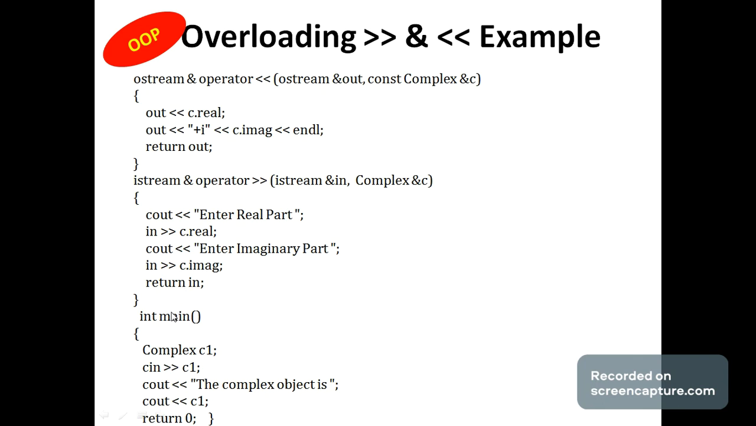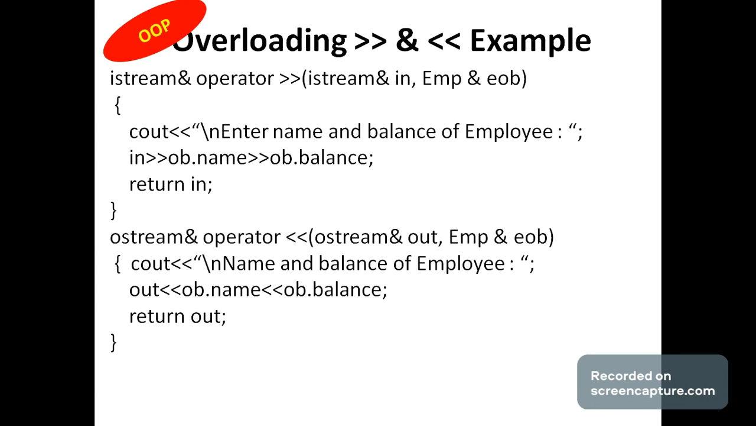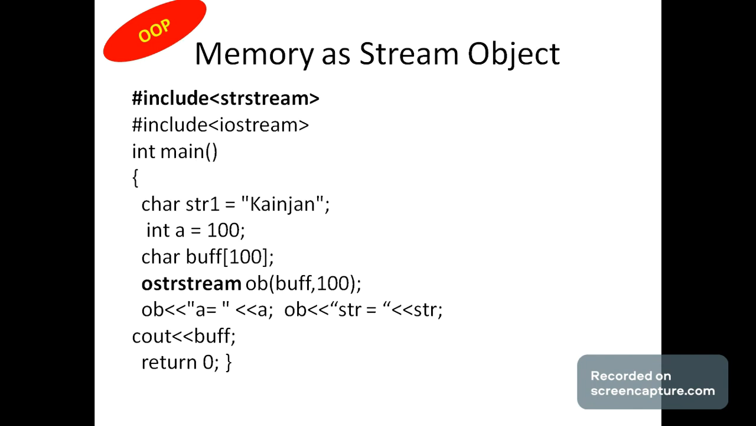And inside the main, just observe that while creating main you are creating a complex object. और देखो पहले हम लोग लिखते थे c1.input, but now we are not writing c1.input. We are writing cin and then the extraction operator c1, and displaying with cout the complex object is, and after that we are writing cout and then c1. So this is how we are overloading the insertion and extraction operators. I hope you have understood this particular thing.